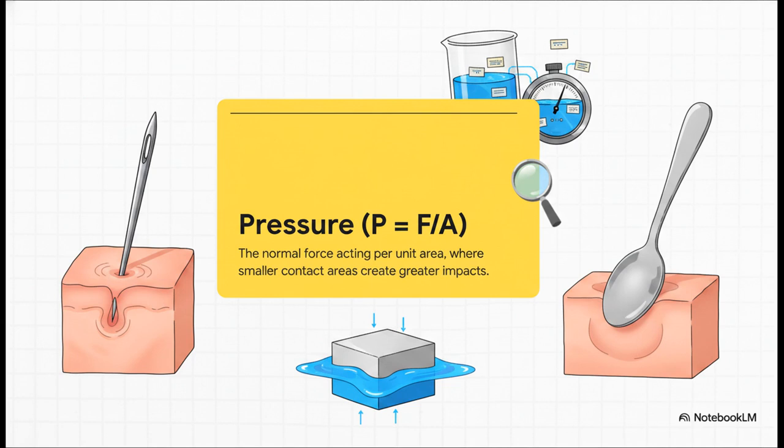Think about a sharp needle. It pierces the skin effortlessly, right? But press a blunt spoon against your skin with that exact same force, and nothing happens. Also, unlike solid materials that can heavily resist shape changes, liquids offer barely any resistance to shear stress. Oh, and for your quick reference sheet, we measure this in pascals, which is just newtons per square meter.